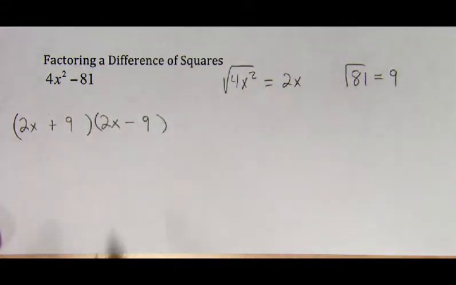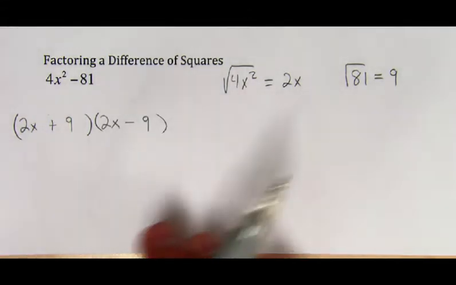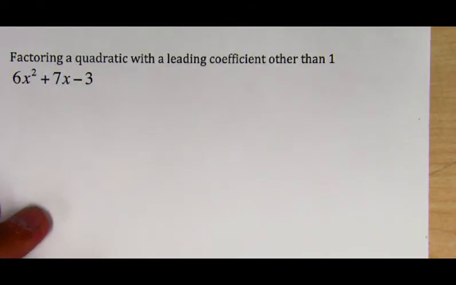So your final answer for the factored form here is just 2x plus 9 times 2x minus 9. Next, what we're going to do is look at a quadratic that's a little bit more difficult.